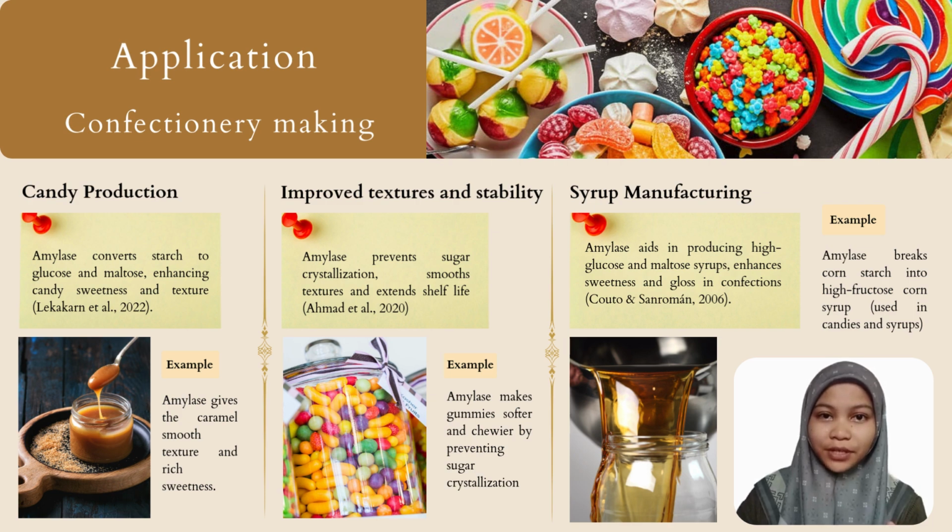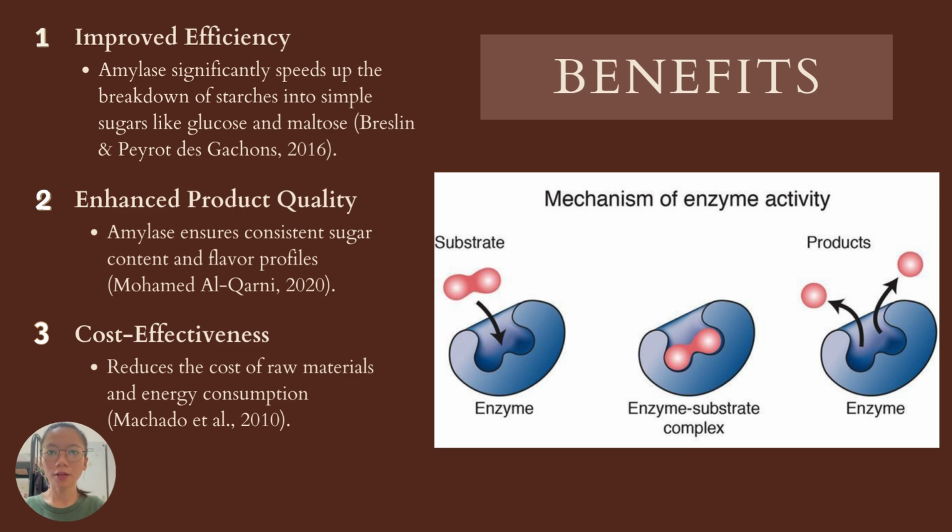Thirdly, in syrup manufacturing, it produces high glucose and maltose syrup, adding sweetness and a glossy finish to confections. A common example is high fructose corn syrup, made by breaking down cornstarch, which is then used in the candies and syrup. Okay, so now let's explore how amylase brings efficiency, quality, and cost savings to the table. First, amylase improves efficiency. Imagine how long it would take to break down starch into sugars without this enzyme. This enzyme speeds up the process, saving a lot of production time and making everything more efficient.